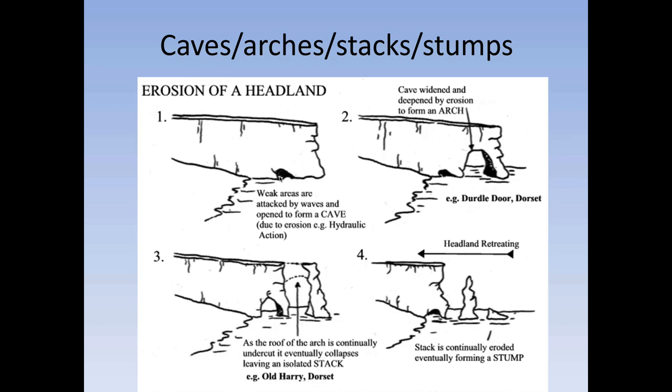And again, we're talking here about a line of weakness. Even hard rocks are going to have faults or cracks or joints in them. And what's going to happen to that line of weakness is it's going to be attacked by erosional and weathering processes, and it will form a cave. That will keep happening, and the cave will get bigger and bigger and bigger until you get an arch. Now, the difference between a cave and an arch is a cave will be dark, whereas an arch, there is daylight.